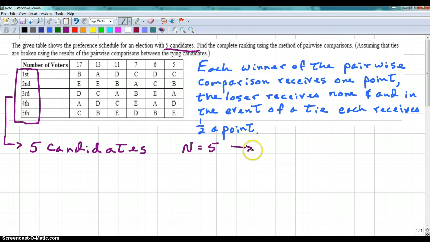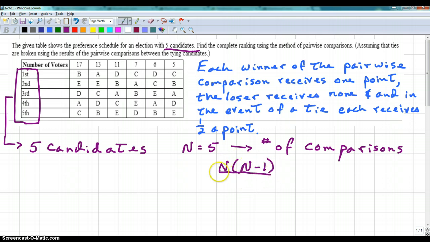And the number of comparisons that we need to make is given by the following formula: n times n minus 1 divided by 2. Since n is 5, we end up with 5 times 5 minus 1 over 2, which is equal to 20 over 2, which is equal to 10. So we will be making 10 comparisons.